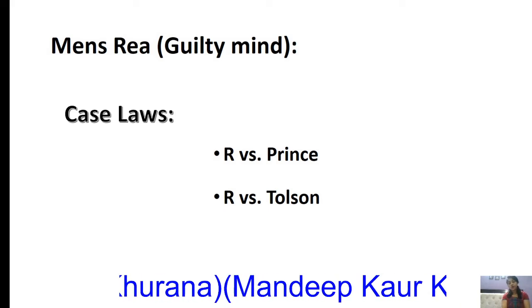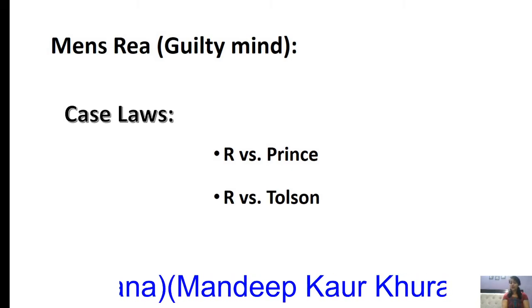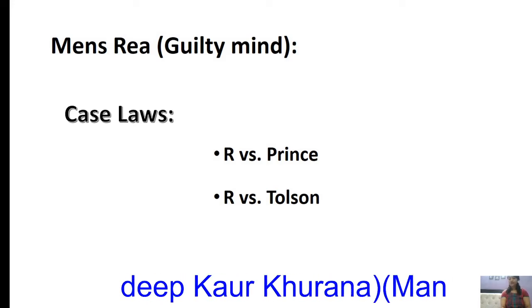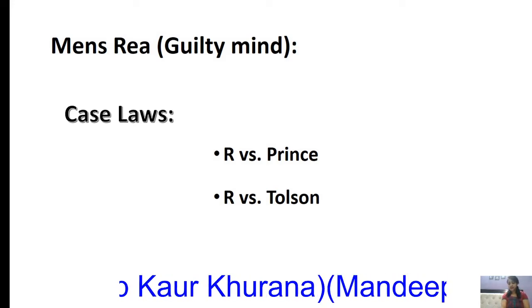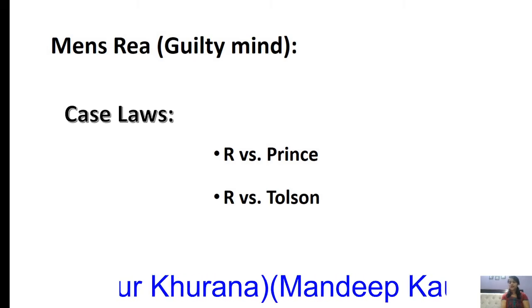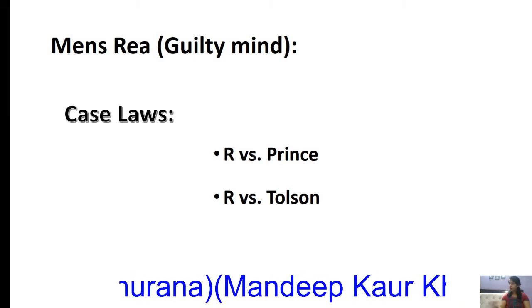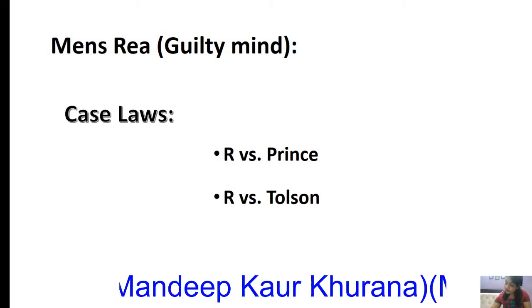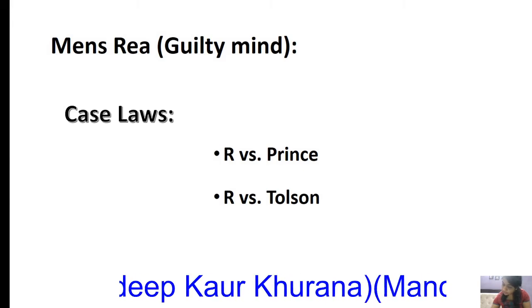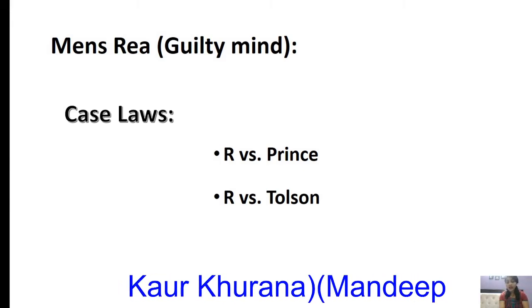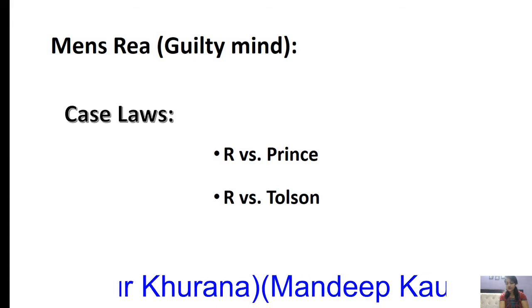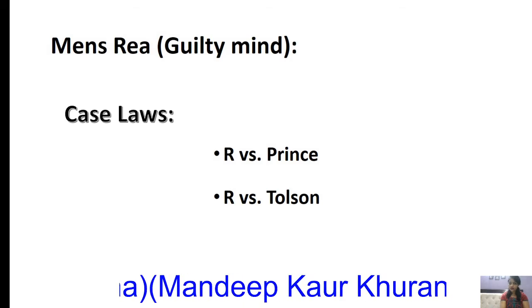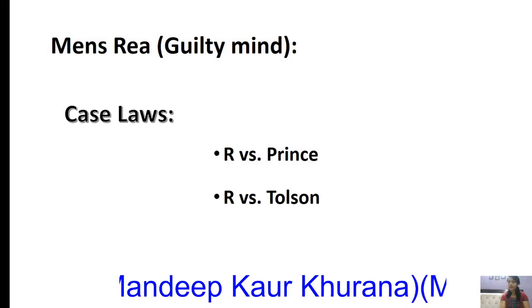R versus Tolson. This is a case of bigamy. Under this case, first we will discuss the facts of this case. In this case, there was a lady, Mrs. Tolson, who was married to Mr. Tolson in the year 1880. After some time, her husband deserted her. She tried to consummate this marriage, but she failed.